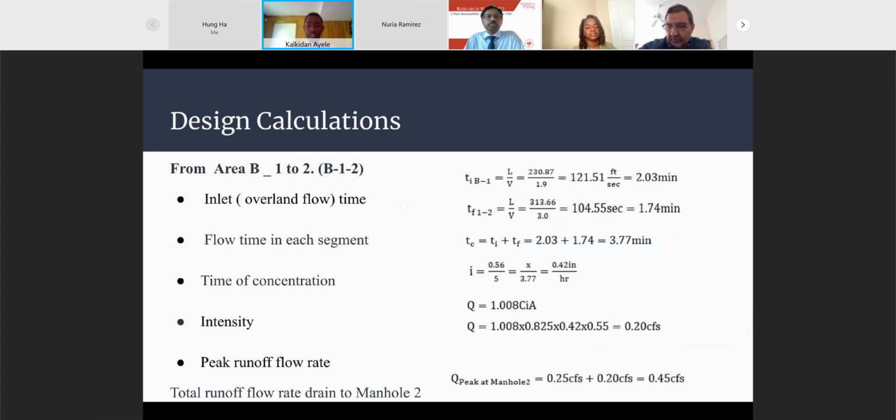So here is area B, which contributes to the same manhole, and we go through all the steps and get the peak runoff flow. Next slide, please.